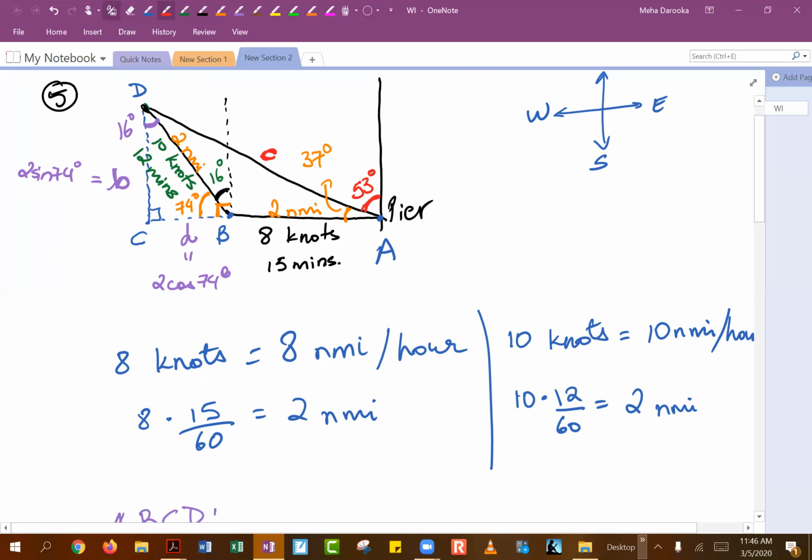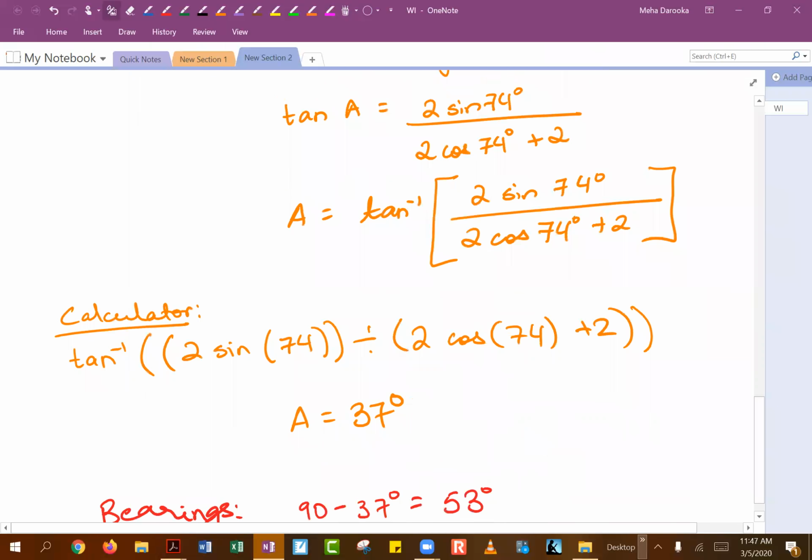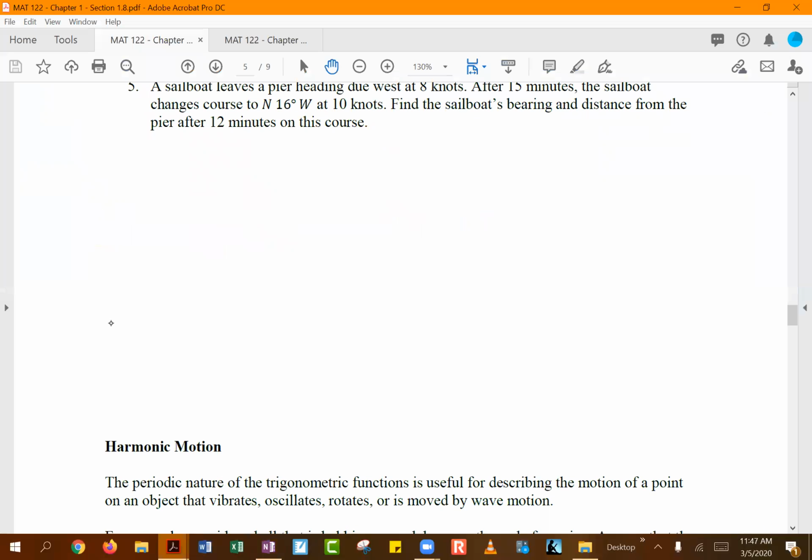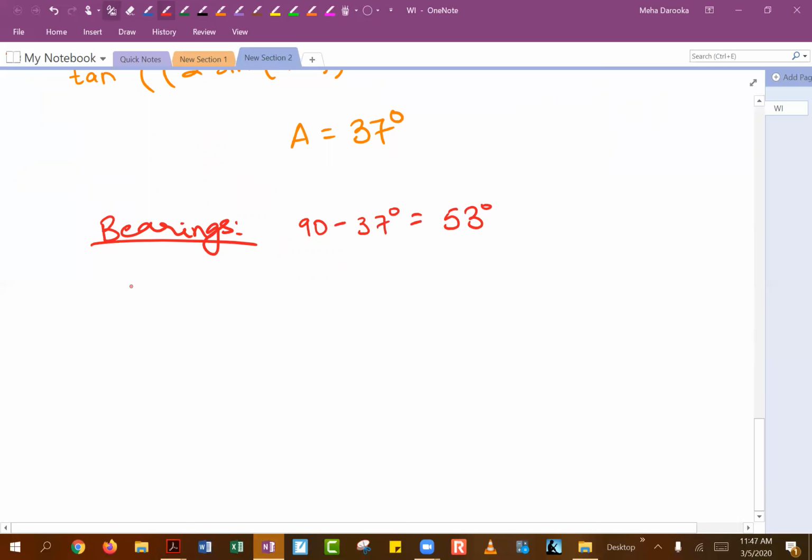We still have to talk about the distance A to D, or that line AD. So how are we going to find that? Oh, and one more thing. Since we're talking about bearing, what direction is that 53 angle in with respect to the pier? Northwest, yeah. So you're actually going to write your bearing as north 53 degrees west.